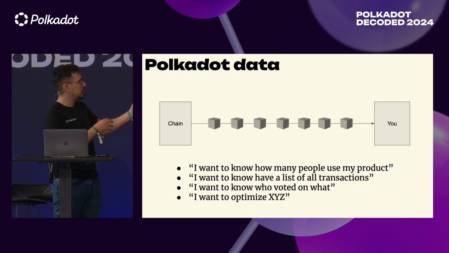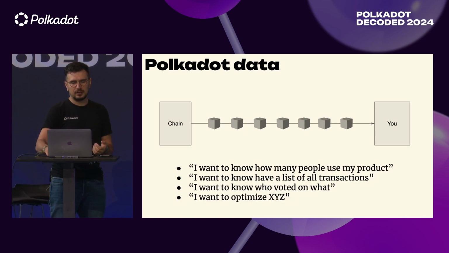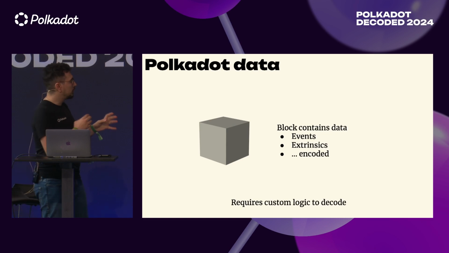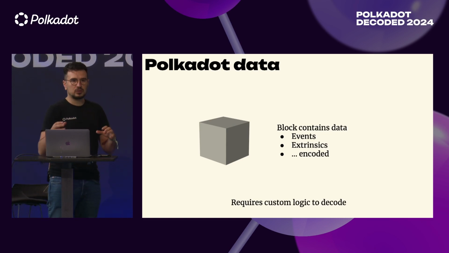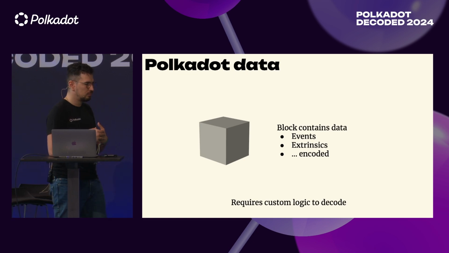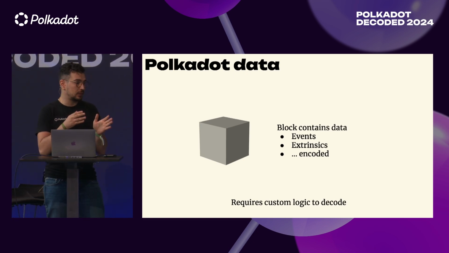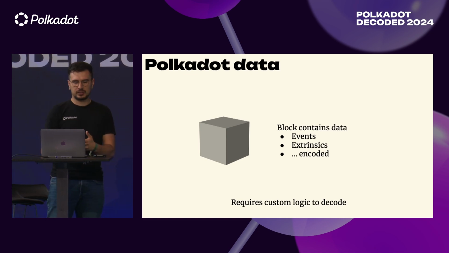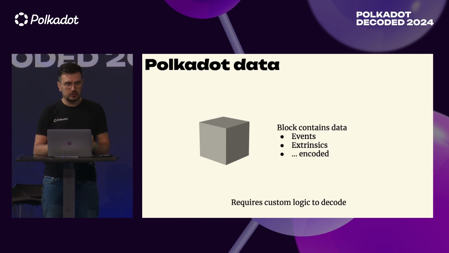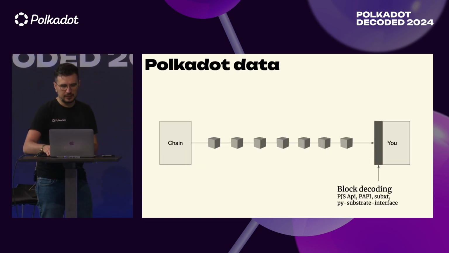So a blockchain produces blocks, these blocks are captured, and this is what essentially makes up the data. One block usually contains events and extrinsics. It's essentially data types that we can use to understand what happened in that specific block at that specific moment in time on the blockchain. It requires a lot of custom logic to decode to understand what actually happened. So it's a bit complicated to get there.